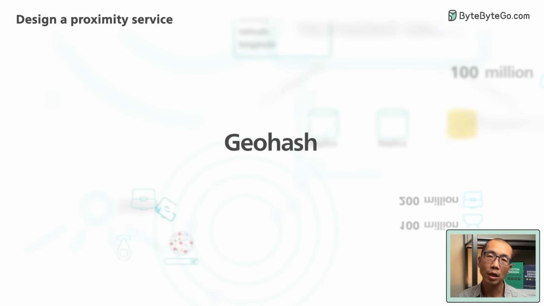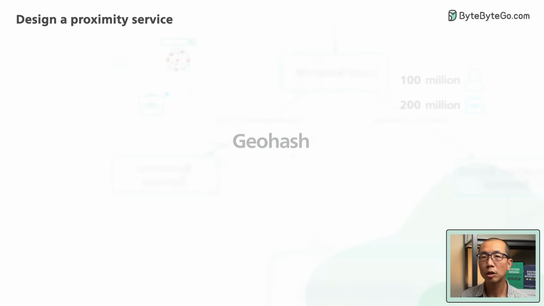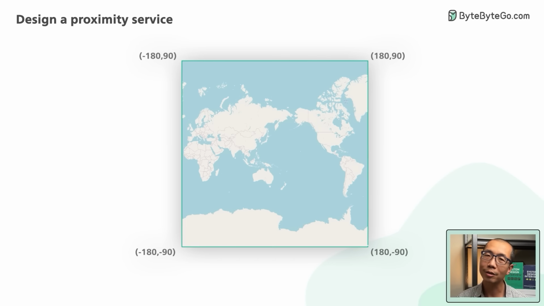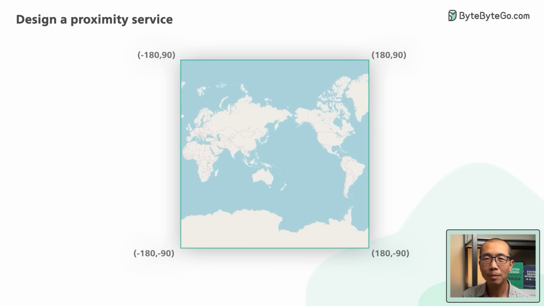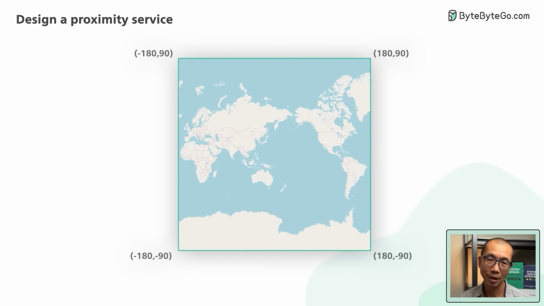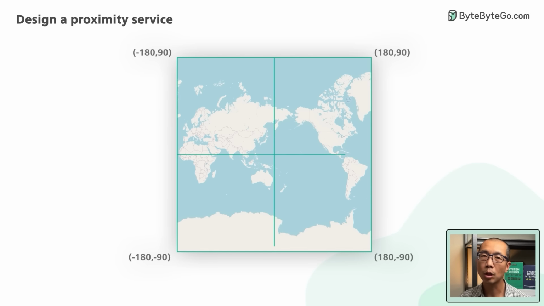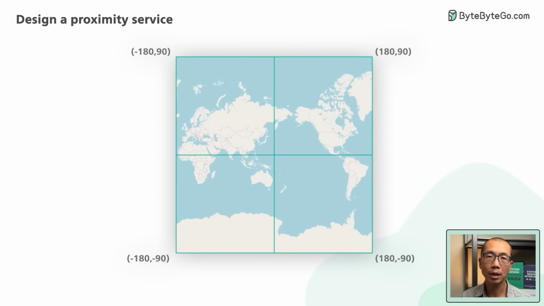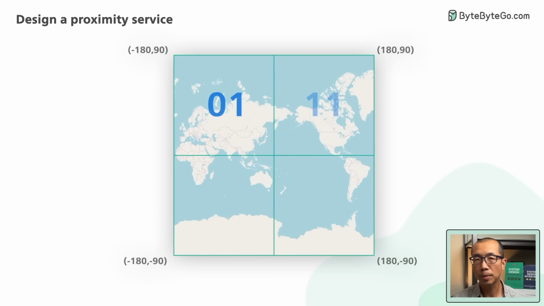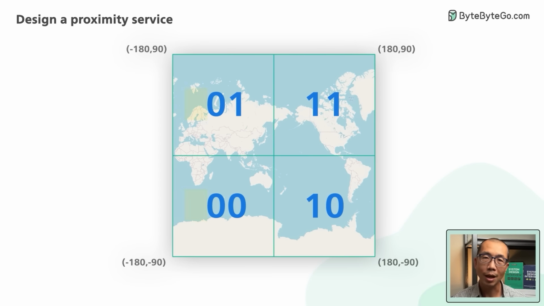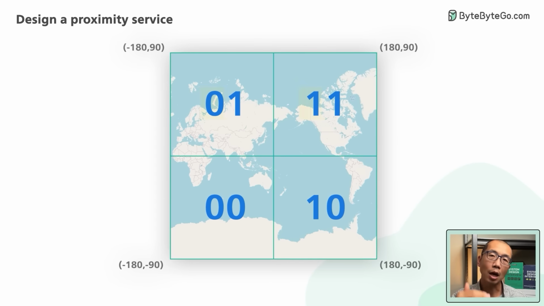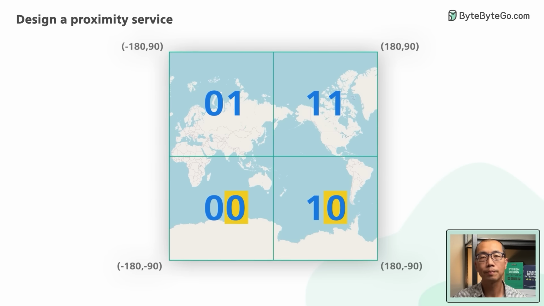GeoHash is an improvement to the evenly divided grid. It works by reducing the two-dimensional location data into a one-dimensional string of letters and digits. Now, what does that really mean? Let's go over how GeoHash works at a high level. First, it divides the world into 4 quadrants along the prime meridian and the equator. These 4 quadrants are represented by 2 bits. For the first bit, the left half is 0 and the right half is 1. For the second bit, the top half is 1 and the bottom half is 0.